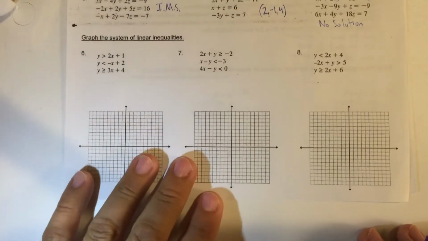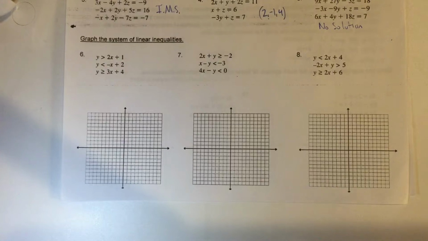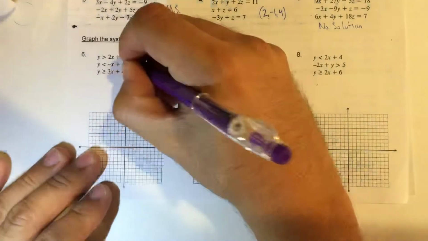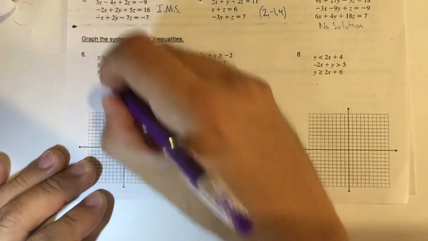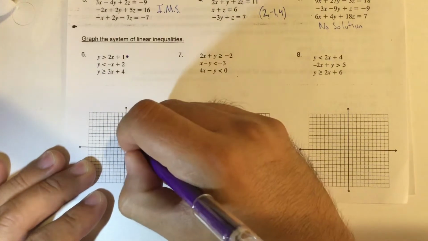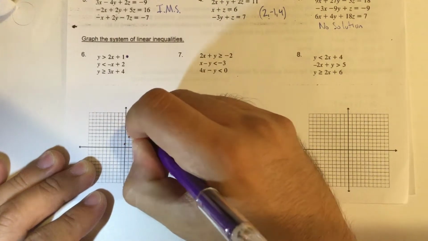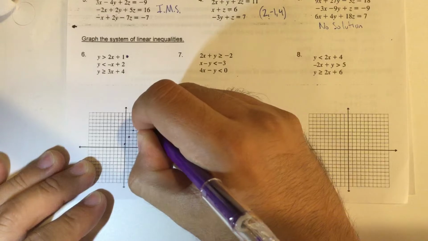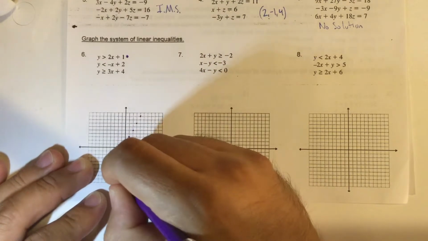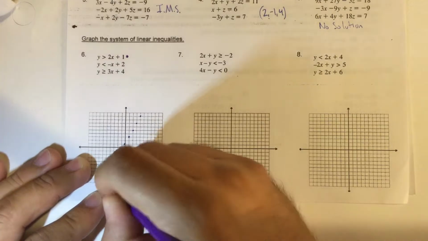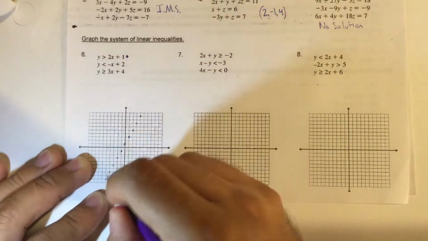All right, for numbers 6 through 8, it says graph the system of linear inequalities. So the first one here, we'll put this one in purple. We start at 1, and our slope shows go up 1, right 1. And then down to the left 1 to go backwards. This is a dashed line that's greater than.